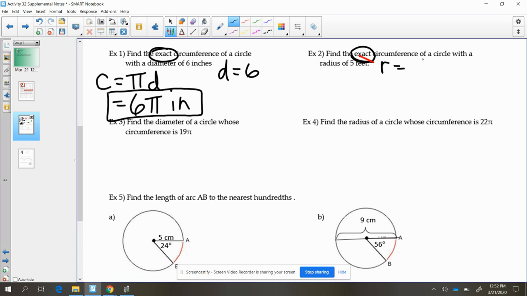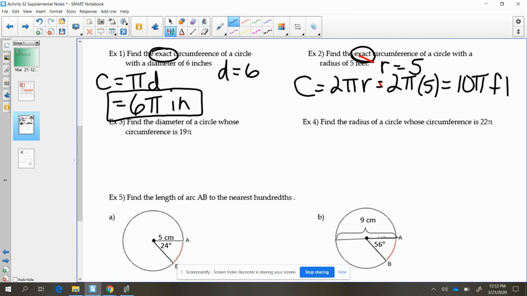This time they're giving us the radius, so we're going to want to use the 2 pi r formula, which means 2 times pi times our radius. Again, if we're leaving this as an exact answer, we're just going to leave the pi with the simplified numbers in front.